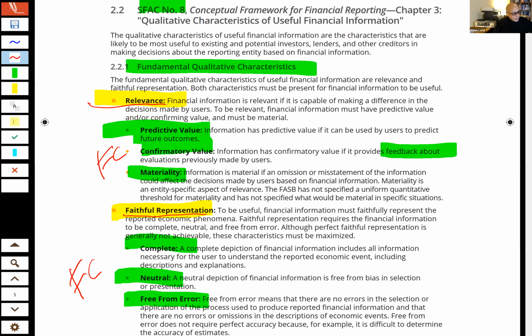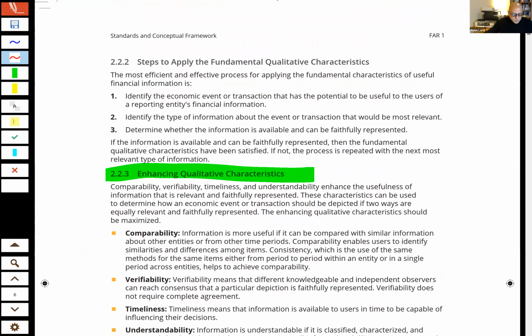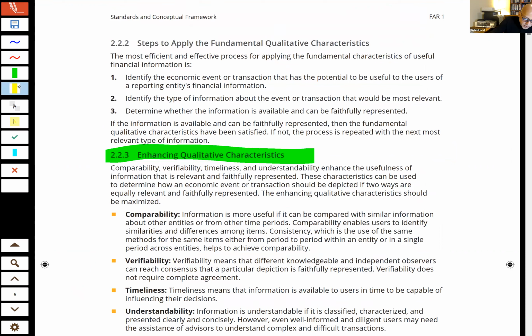Okay, good. Now you come over and let's take a look at the enhancing. Those were our fundamental characteristics, okay? And when we talk about enhancing characteristics, we talk about comparability. Now, when we look at comparability, that's going to be what? Comparability between companies. So we want to be able to compare Apple to Microsoft, whatever, right? And it also includes consistency, okay? So that means what? Between periods.